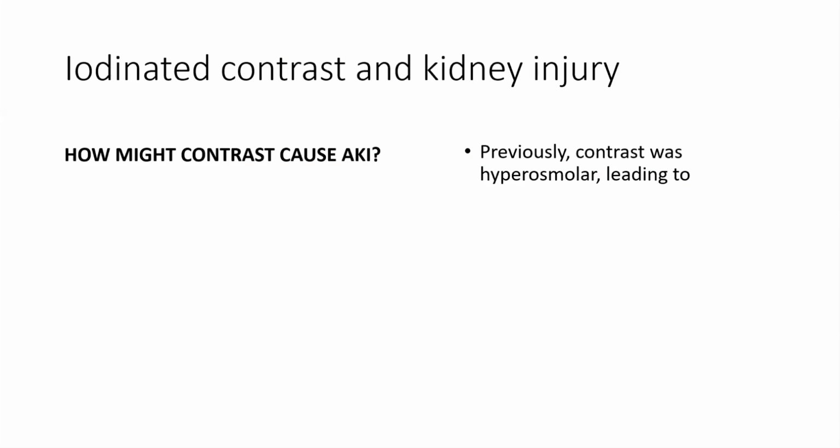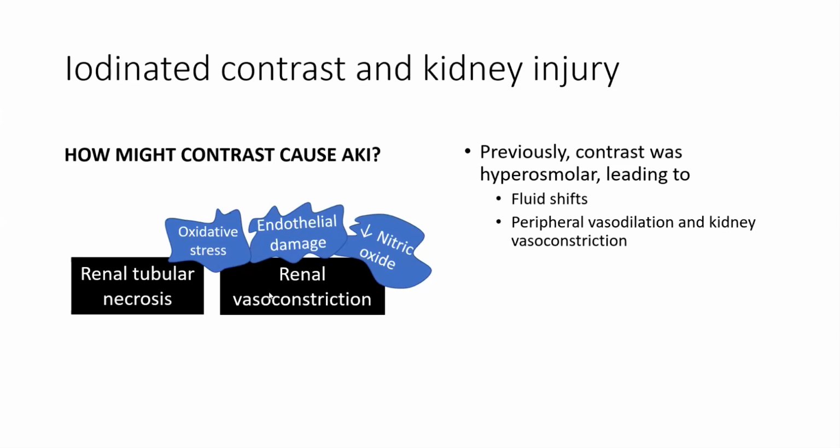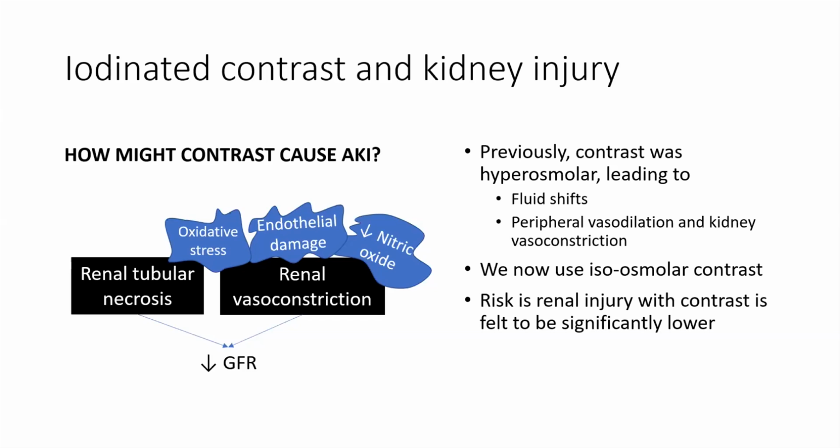Well, historically, contrast was hyperosmolar, which led to renal tubular necrosis and fluid shifts, which led to renal vasoconstriction via a few different mechanisms. And all of these things would decrease GFR. However, now our contrast is isoosmolar, and the risk of renal injury is felt to be significantly lower.